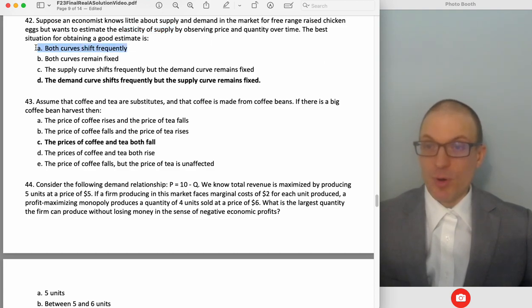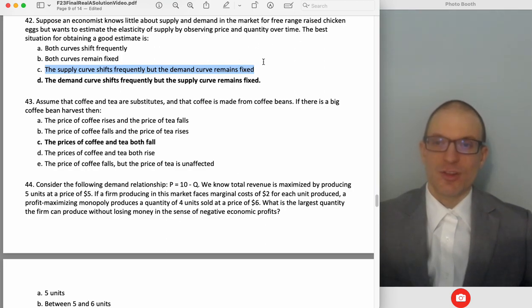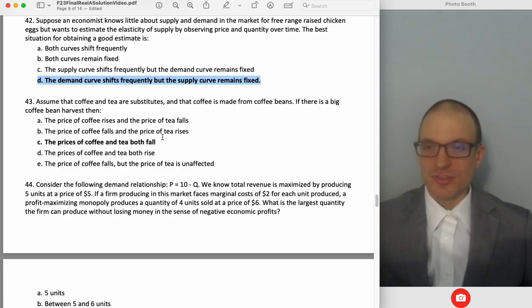It can't be both curves moving because we need supply to stay where it is. It can't be both curves staying fixed because then we don't have any changes in price to be able to estimate. The supply curve shifts frequently, but the demand curve remains fixed? No, because if supply is moving, we're not getting a change in price or a change in quantity supplied, but a change in the whole curve. And actually, we're going to get a change in price and a change in quantity demanded. C would be excellent for trying to estimate the elasticity of demand. But we want demand to move along the supply curve, generating a movement along the supply curve.